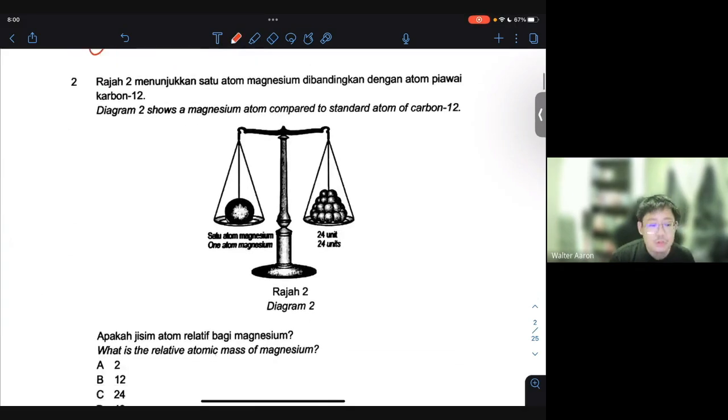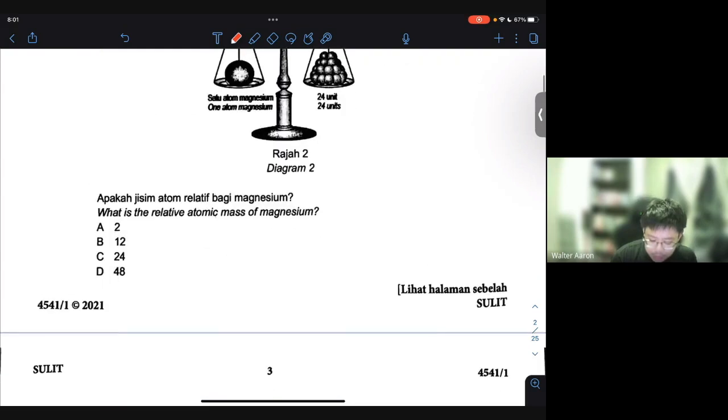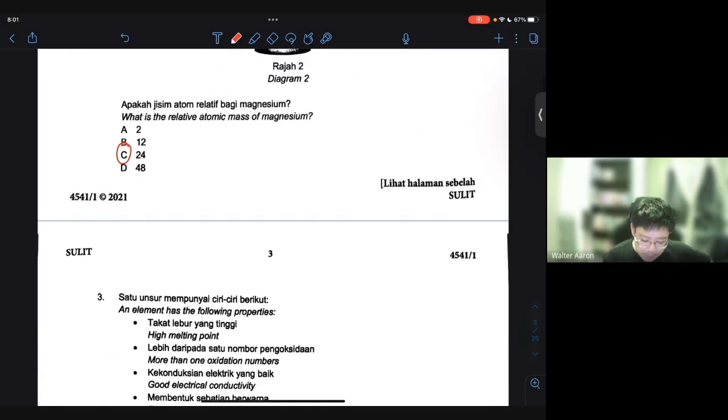For number 2, diagram 2 shows a magnesium atom compared to the standard atom of carbon-12. Carbon-12 is the standard unit of atom used for comparison. You can see over here that one atom of magnesium is balanced with 24 units. I think you pretty much understand what it means already. In addition, if you look at the periodic table, you will notice that magnesium has a relative atomic mass of 24 also. So I'll say the answer here will be C.